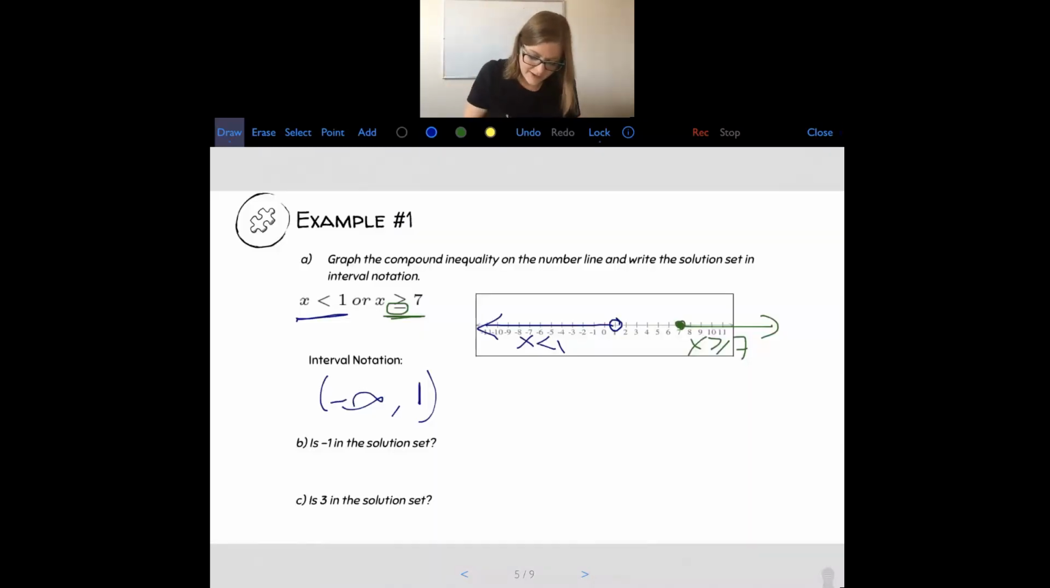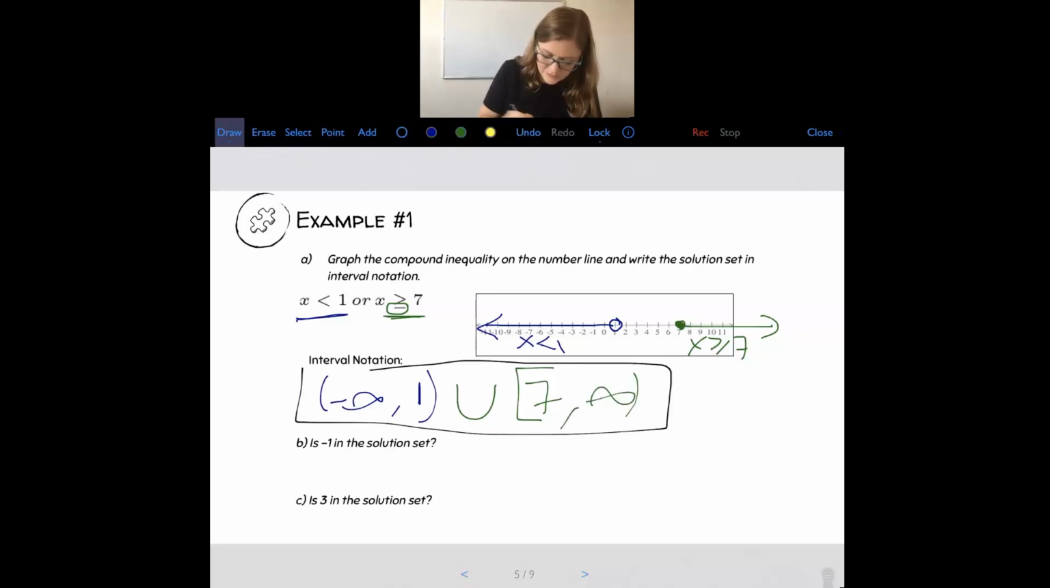Okay, and since we have the word or, we're going to join the two sets using U, what is also known as union. So that U is union and it denotes or, and then we move to the other set. So the endpoint is 7, and since it's a closed circle, or the or equal to inequality, it gets a bracket. And then it keeps going all the way out to infinity. Okay, so this would be the set written in interval notation.